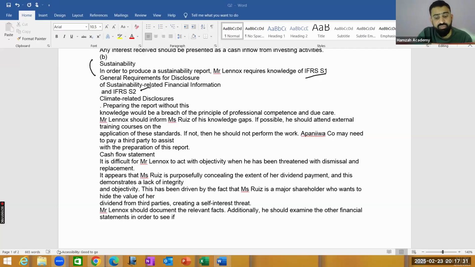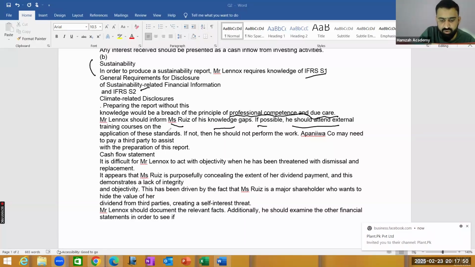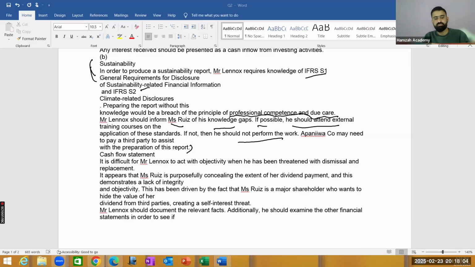Now, preparing this report without a knowledge will be a breach of professional competence and due care. So if he does not have a knowledge, then Mr. Lenonix should inform his line manager, Ms. Ruiz, of his knowledge gap. And if possible, he should attend an external training course on the application of these standards. If not, then he should not perform the work. A company may need to pay a third party to assist with preparation of this report. So that is about the sustainability.